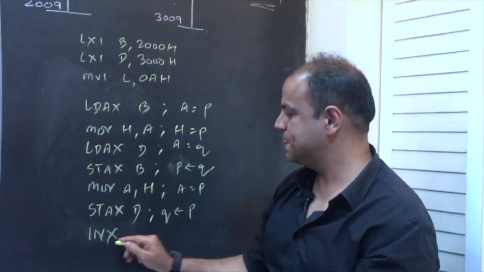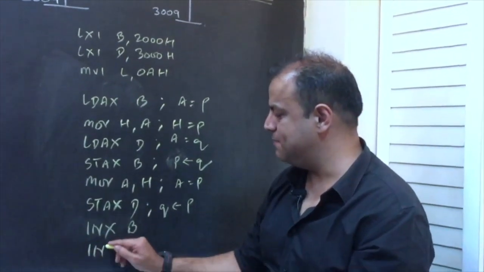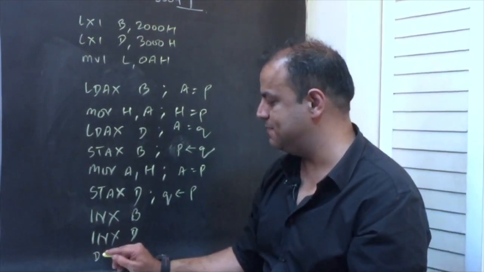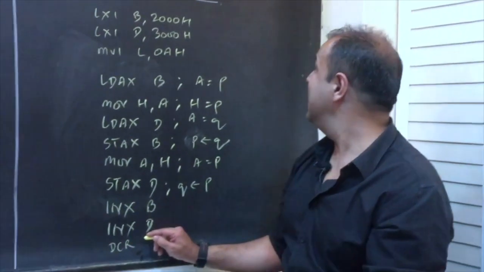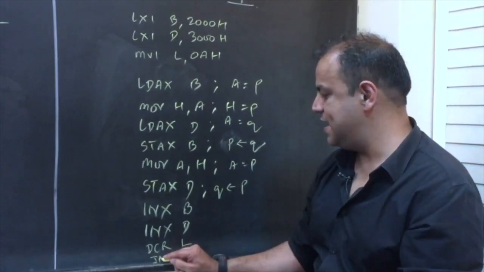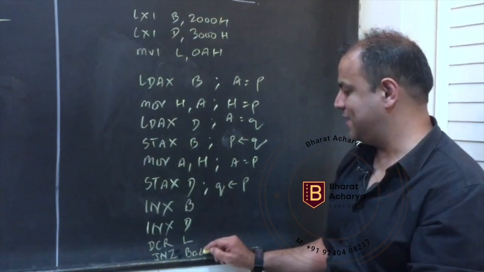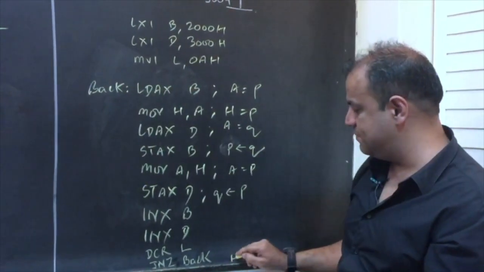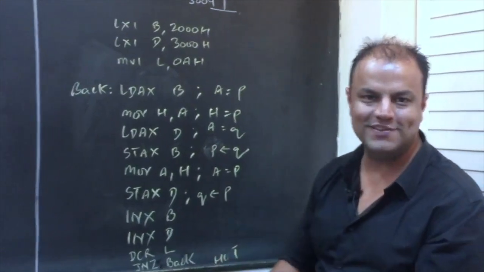Increment BC pair, increment DE pair. Put the procedure in a loop by decrementing, DCR L, L is your count, JNZ back. This is back. When your loop ends, your whole block has been exchanged. End the program by writing HLT, no space, so I'm writing on the side.